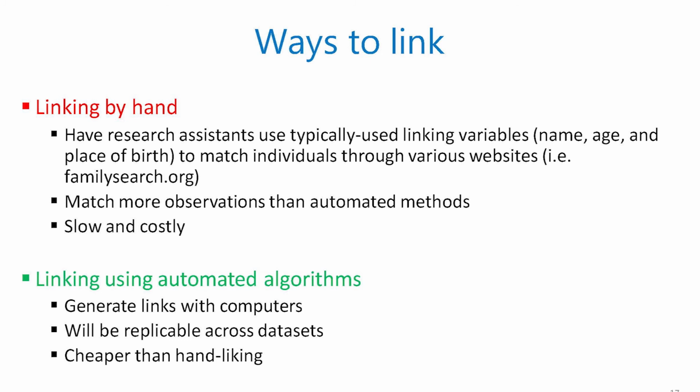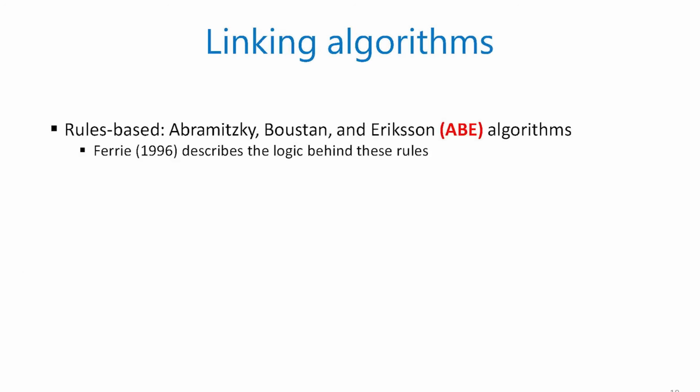So the second way that we can match people is using automated algorithms, right? With automated algorithms, we can generate links with computers that we can replicate across different data sets. And it's much cheaper and much faster than linking by hand. The algorithms that we use generally follow different rules. And these were developed through a series of papers by Ran Abramitzky, Leah Boustan, and Katherine Eriksson, right? They use these rules that were initially described by Joe Ferrie in an early work where he was hand matching, but he laid out the logic behind the rules, right?